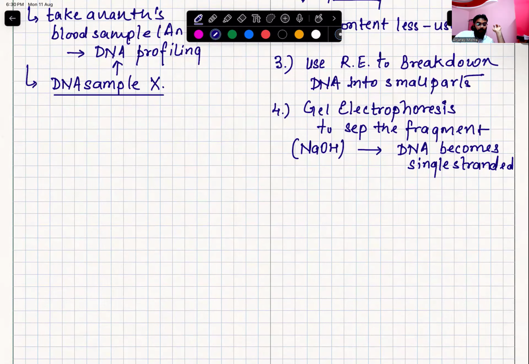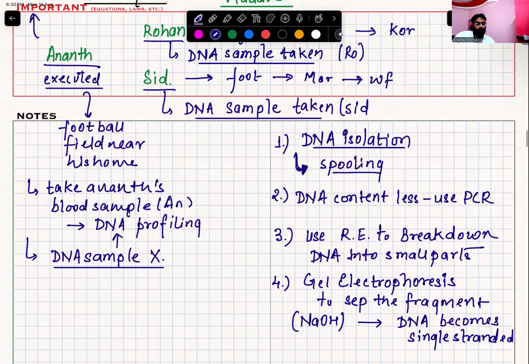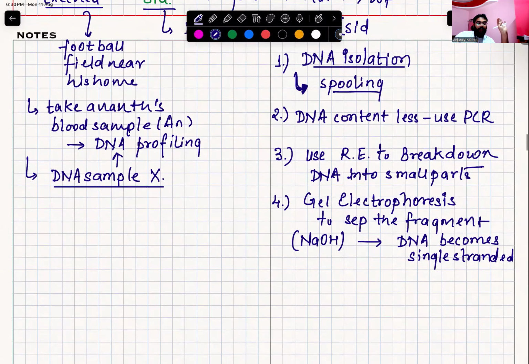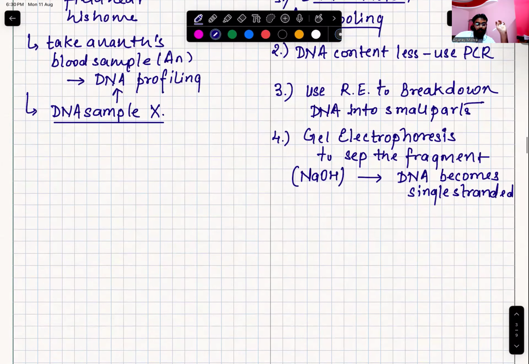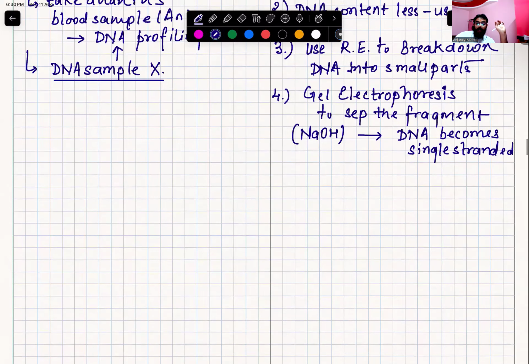No, sir. We are doing this for everything. We are doing it for Anand's DNA, we are doing it for Rohan's DNA, Sid's DNA, and we are doing it for the DNA sample X which has been found in the crime scene. Is that clear? Yeah. We have done it for all the 1, 2, 3, 4 samples.